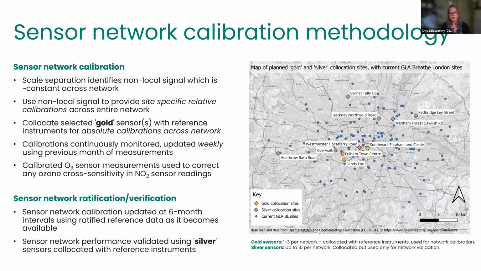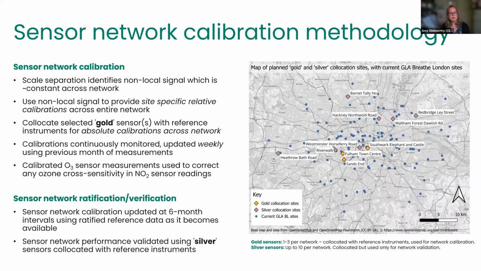The system that we're running will update the calibrations on a weekly basis initially, using measured gold sensor and reference data from the previous month. And I mentioned that we're also measuring ozone. The calibrated ozone measurements are just used to correct any ozone cross-sensitivity in the NO2 measurements.